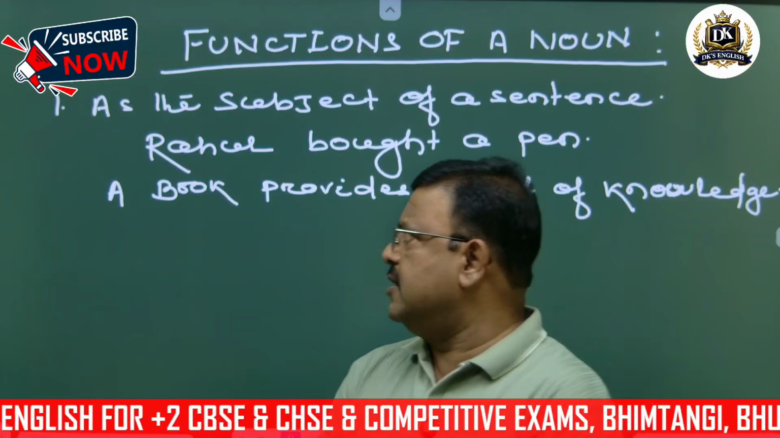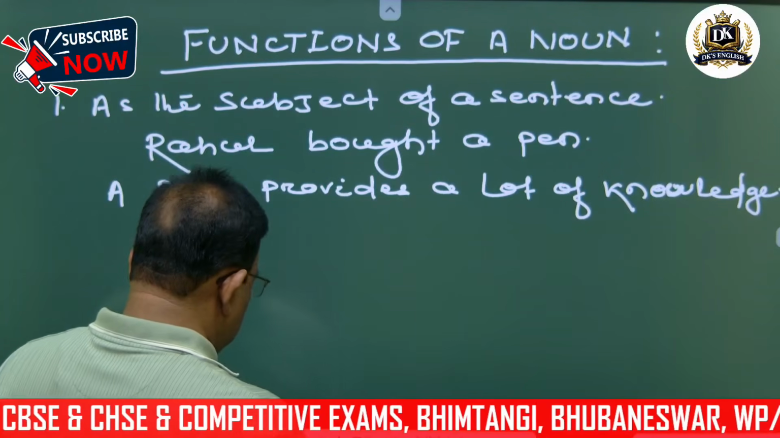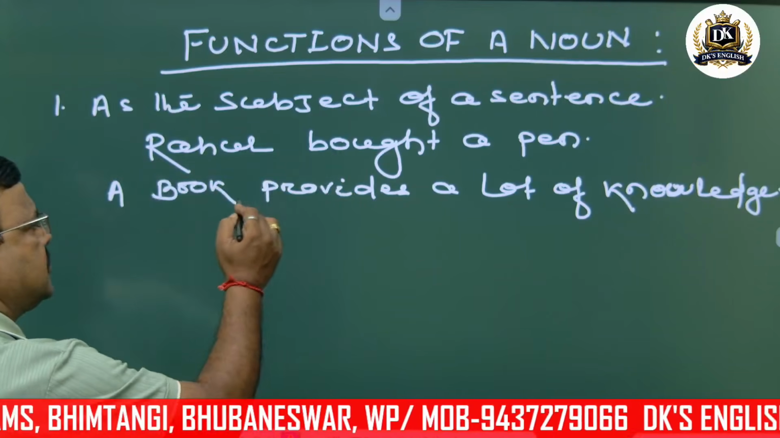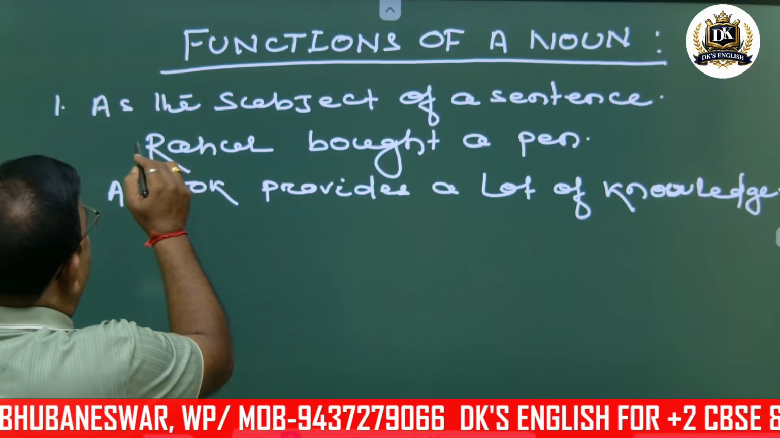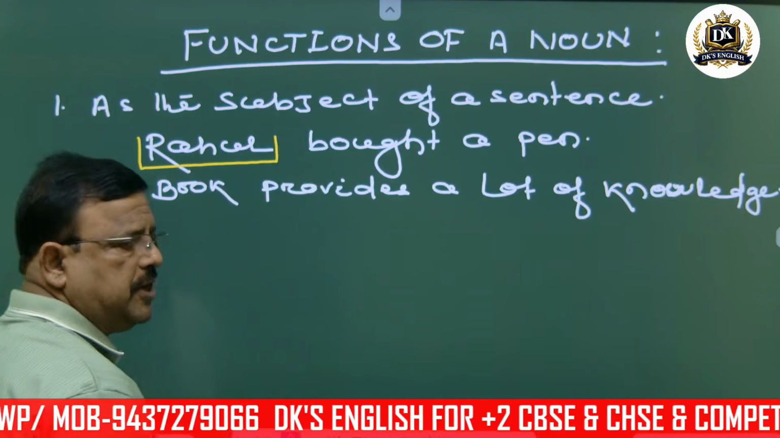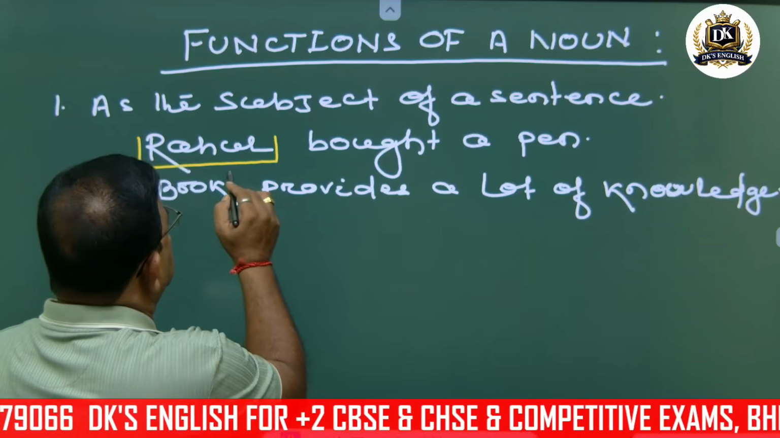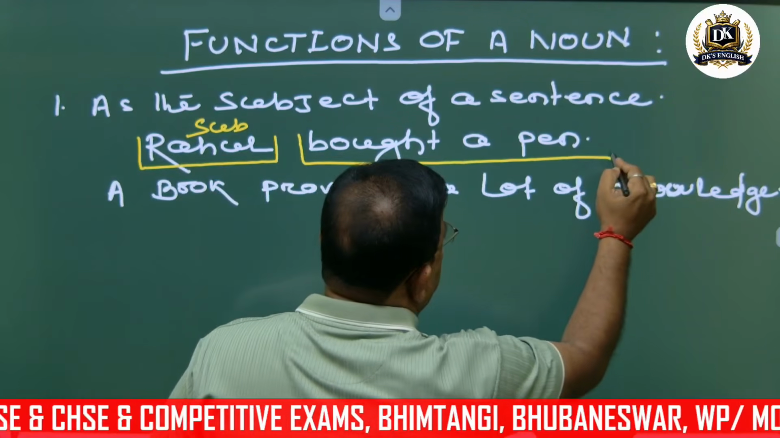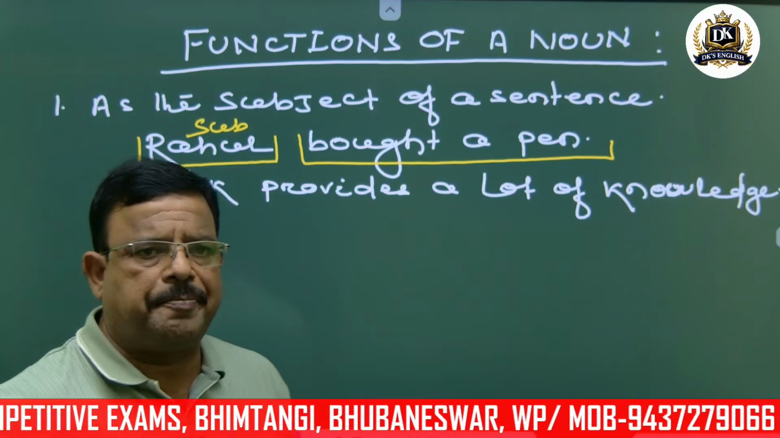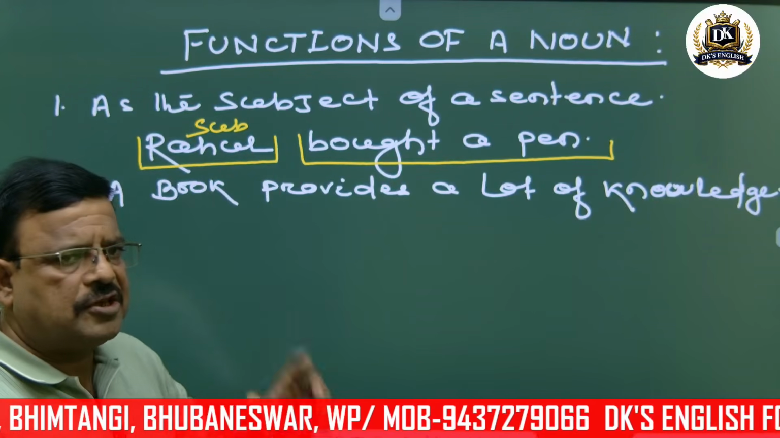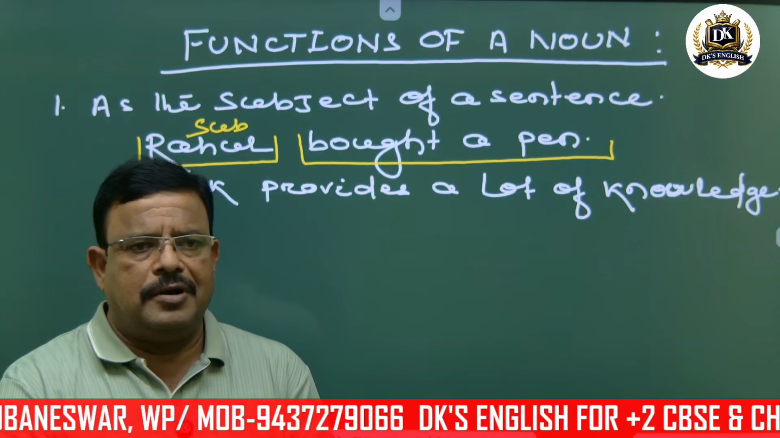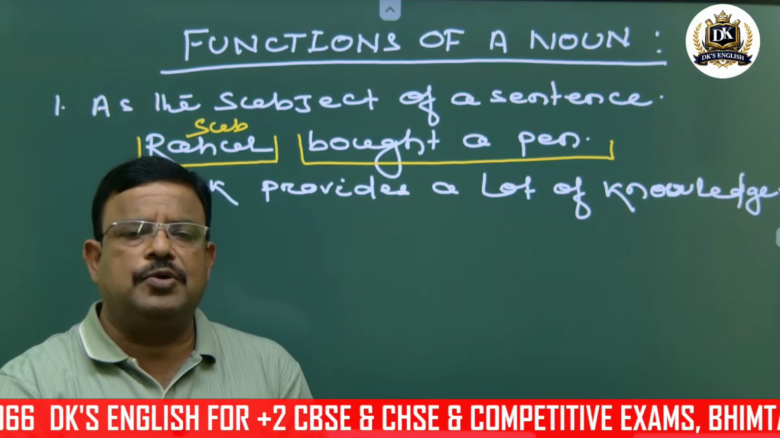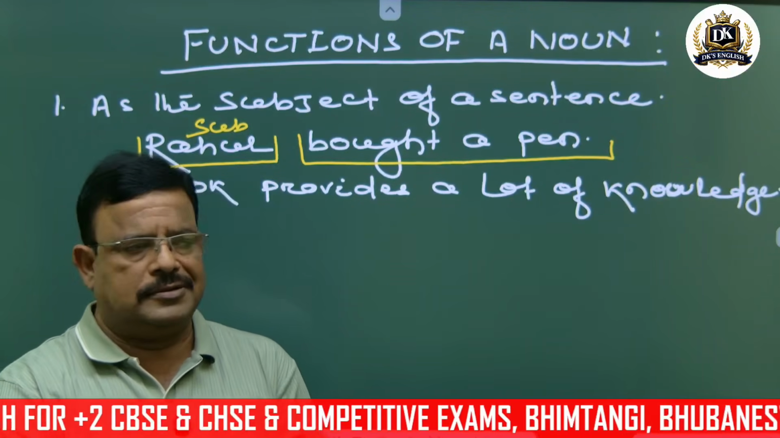So students, you mark here. Rahul bought a pen. Here Rahul, I use as the subject of the sentence. Then "bought a pen" is the predicate part of the sentence. So Rahul is the subject. What I told you before, Rahul is the name of someone, so it is a proper noun. I mean, it is a noun.